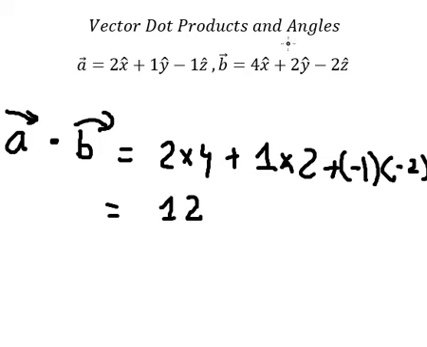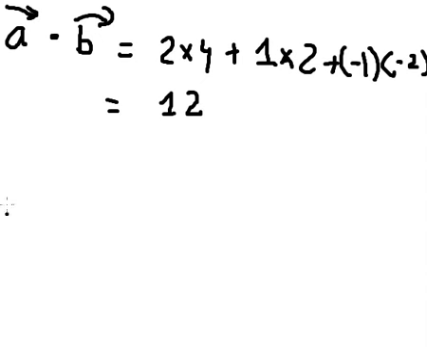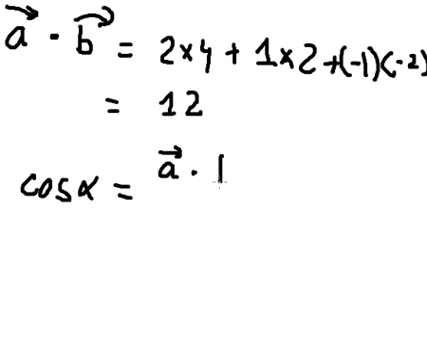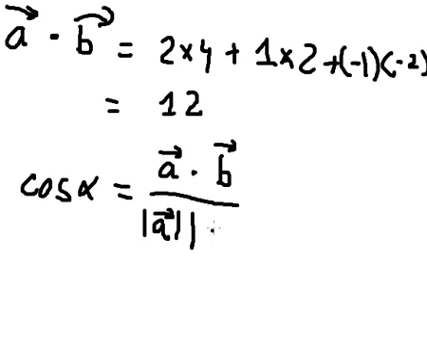The next one, we need to find the angle. So we have cosine alpha. That is the dot product between vector A and vector B over the magnitude of vector A and the magnitude of vector B. So we know that this one, we just calculated, and we have number 12.